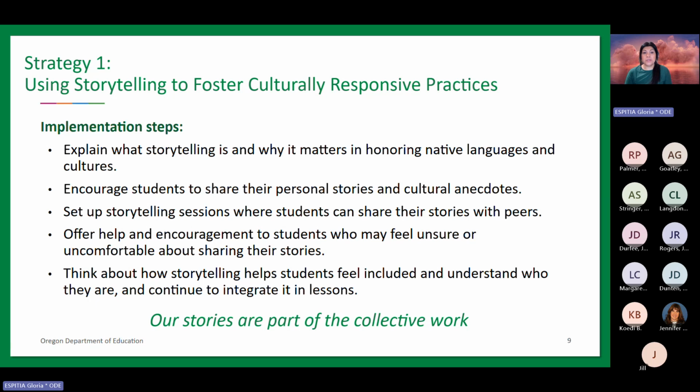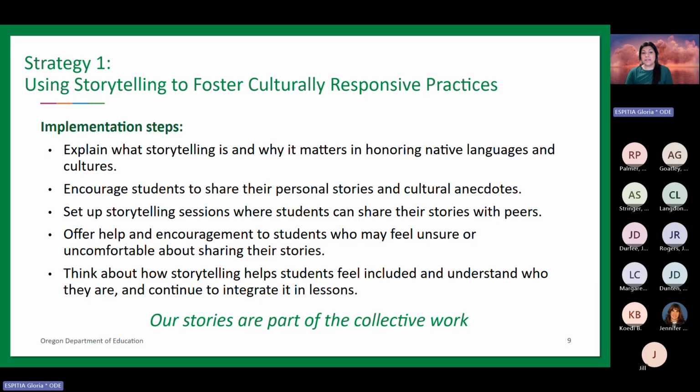And when choosing to implement storytelling, it's important to start by explaining what storytelling is and why it matters in honoring Native languages and cultures. We want to encourage students to share their personal stories and cultural anecdotes, and we might choose to model what this looks like for them. And then we can work to create spaces where we invite storytelling sessions where students can share their stories with peers, either through partner share or group share, maybe even eventually working up to classroom share.